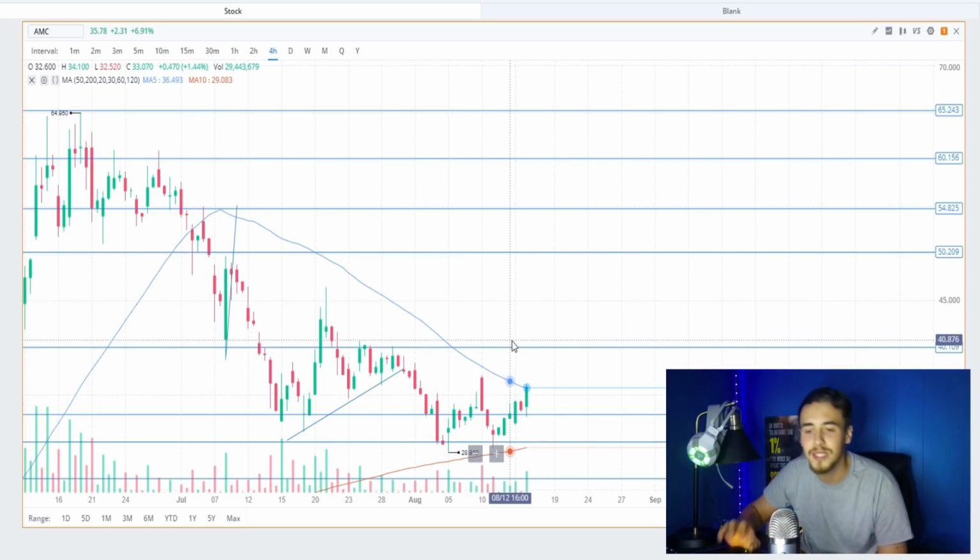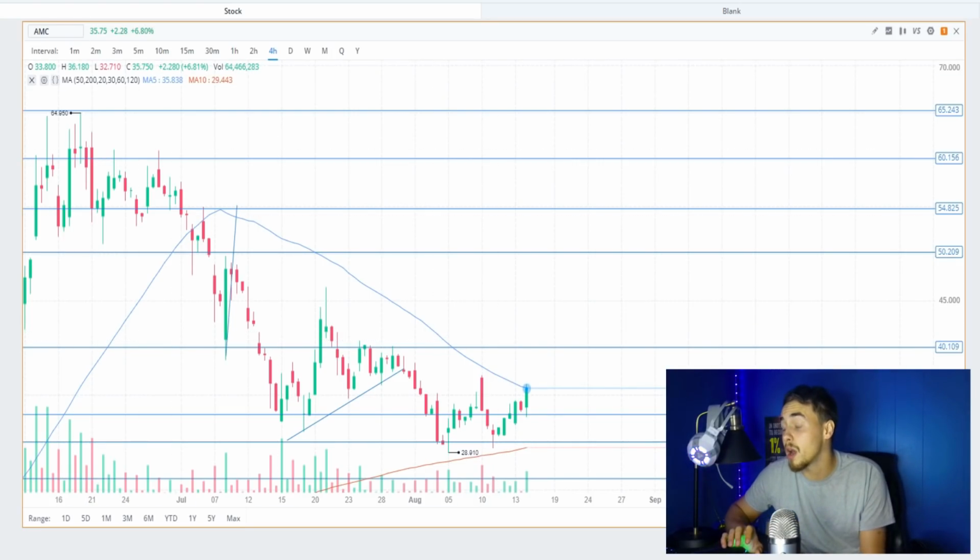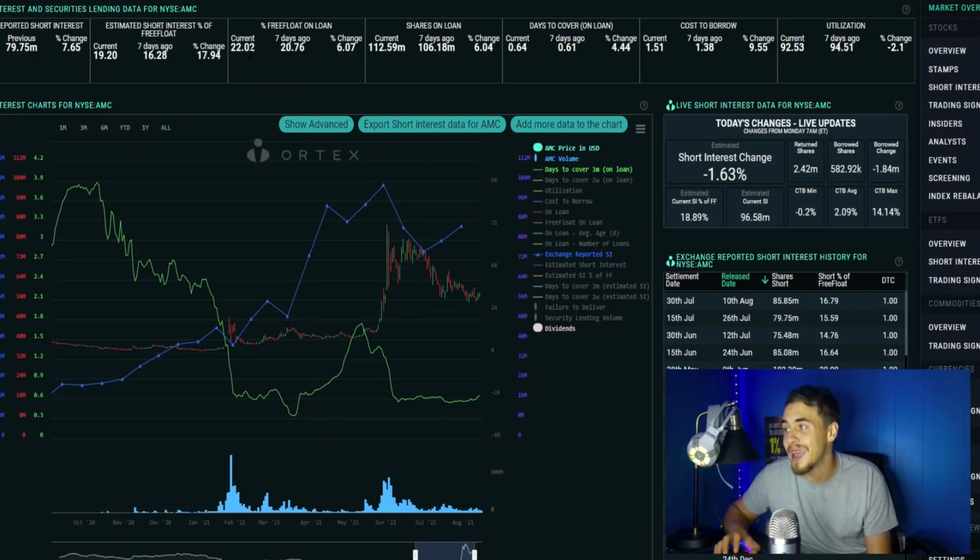Let's move to the Ortex data. We have current short interest percentage of free float at 18.89%. So not too much has actually changed there. Keep in mind, these numbers may or may not be correct. They might be a little high or a little low at any given time. But if they are accurate, that is a very high short interest relative to the attention of AMC.